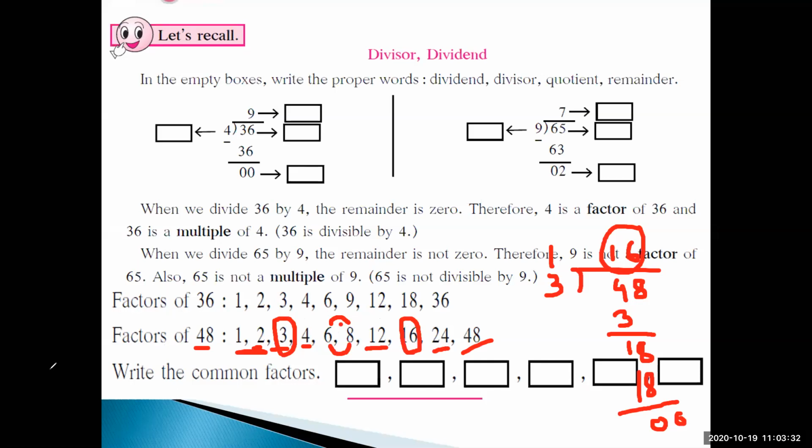While doing this factorization of 48, the lowest factor of 48 is 1. What is the greatest factor? 48. Have you understood all till this? Yes, please let me know. This is just a revision, and then we'll do LCM.